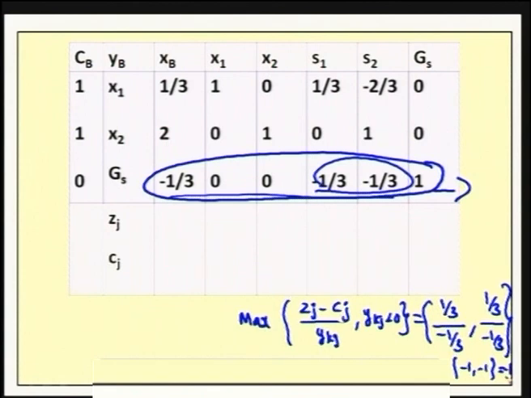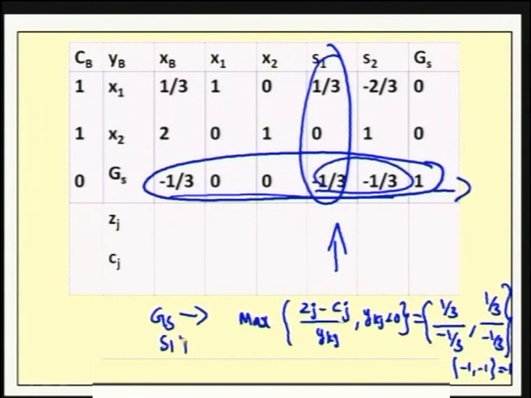Here, the maximum value occurs in both cases, for S1 and S2. Therefore, we can arbitrarily choose the entering variable. I will choose S1 as my entering variable. So, in this problem, our leaving variable gs leaves the basis and S1 enters the basis.